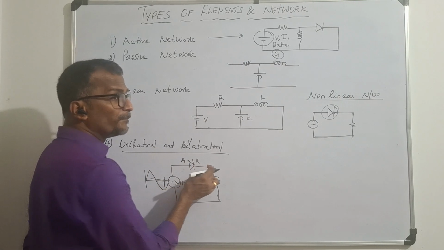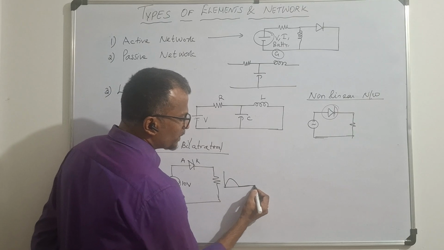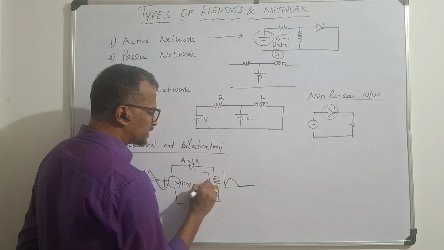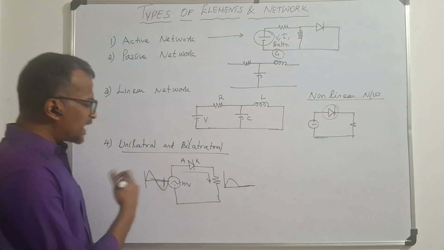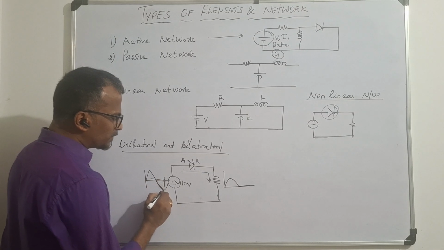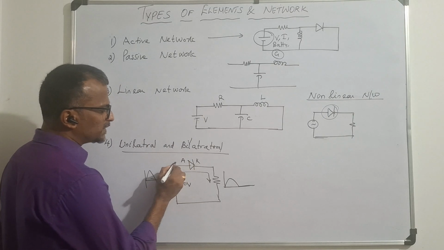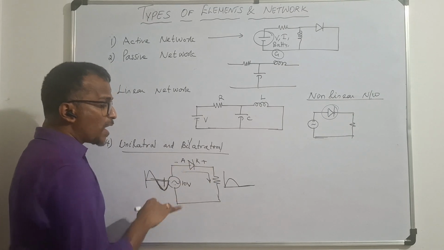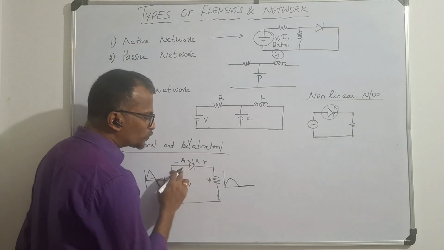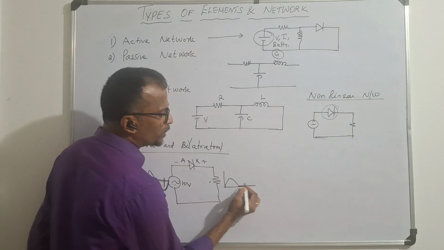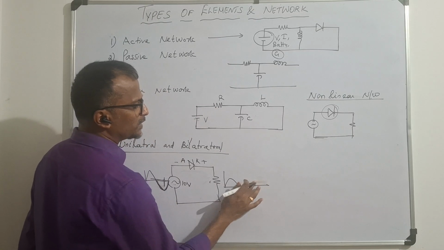So the diode will conduct, and we will get the output voltage like this. The current is flowing in this direction, so we have some output voltage. At the same time, if the polarity is reversed, the diode will be reverse biased, so current will not flow through the circuit, and therefore the output voltage will be 0.